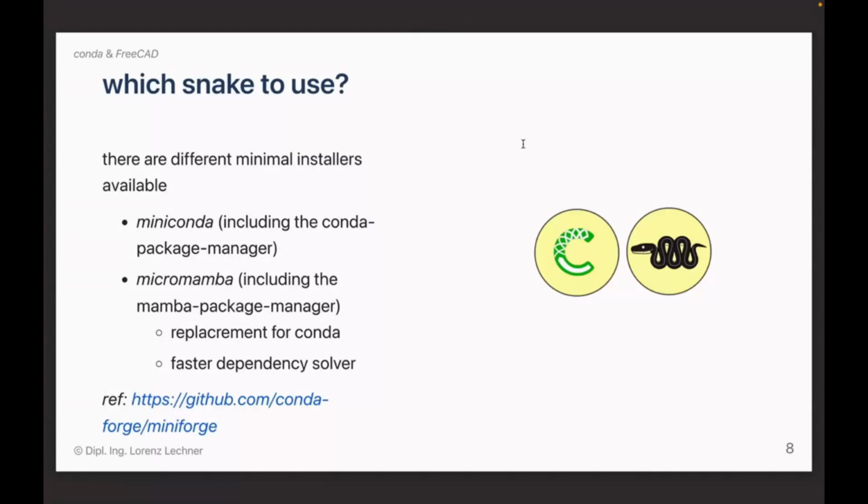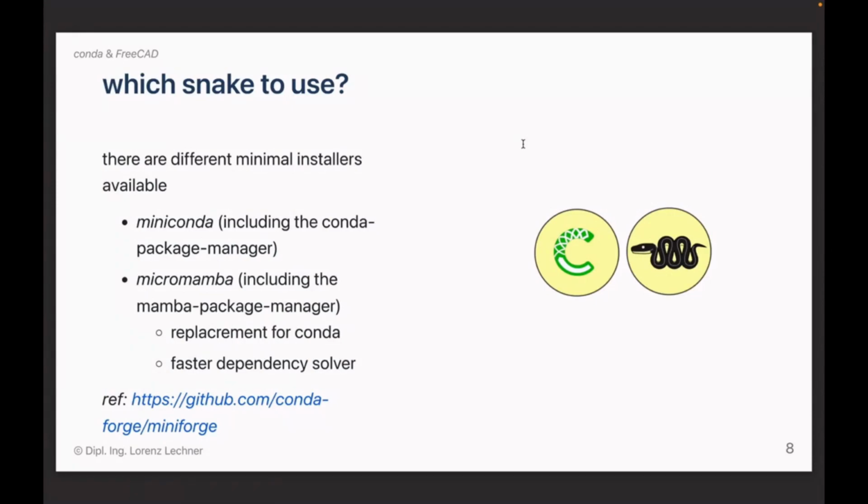So as I said, there's Conda and there's Mamba. Mamba is basically the replacement for Conda. So the question is, which snake should I use?